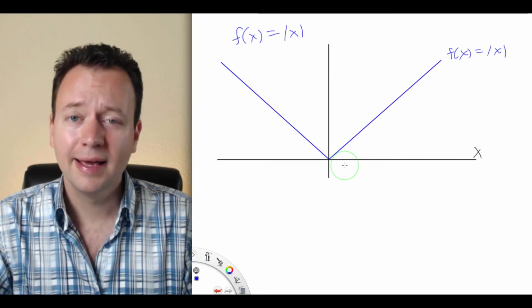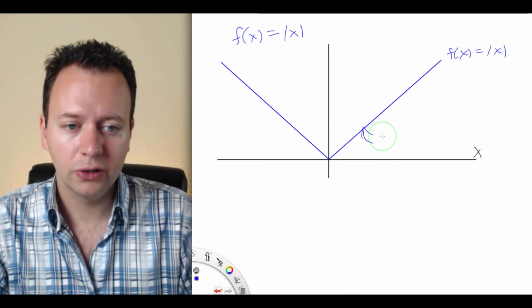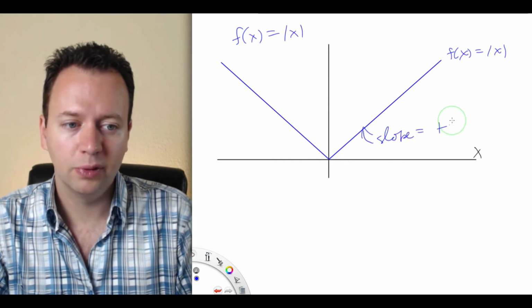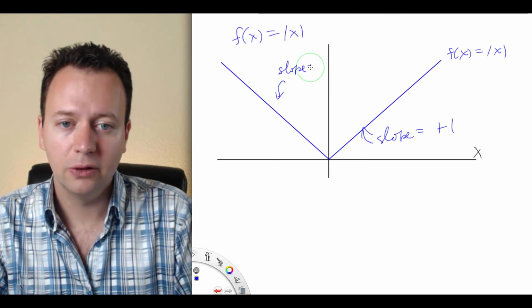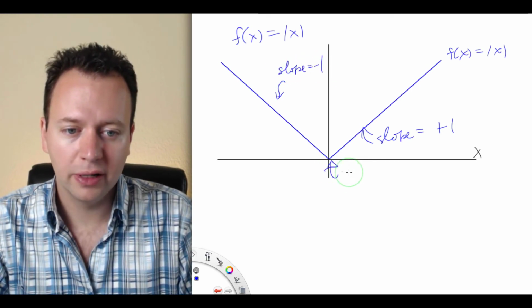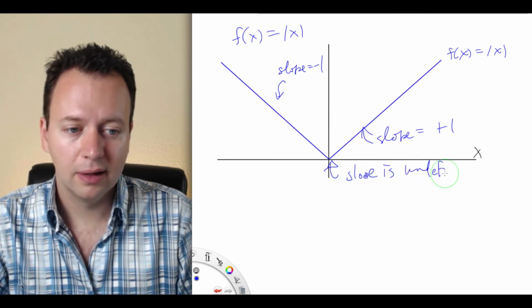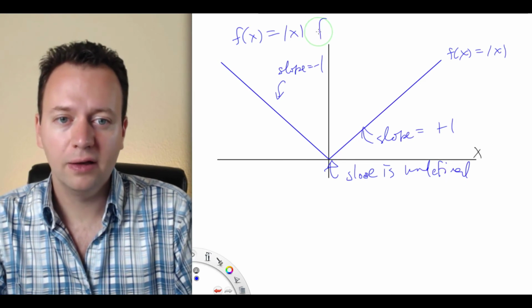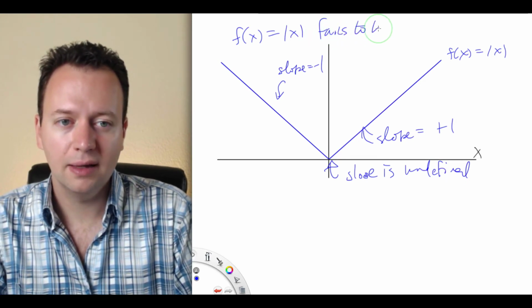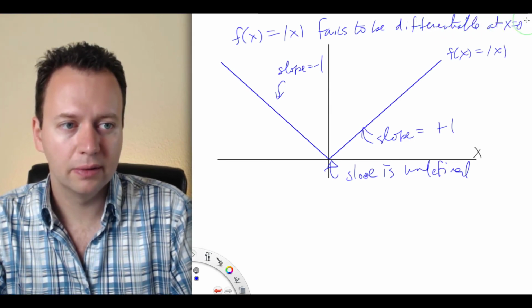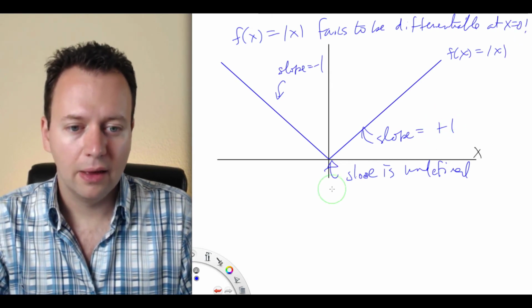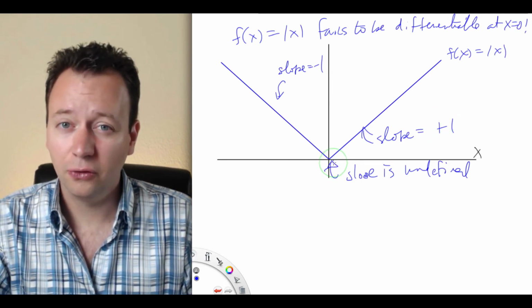Now notice that if x is positive, the slope here is equal to plus 1. And for the negative values of x, the slope is equal to minus 1. And at the origin, the slope is undefined. So basically, this fails to be differentiable at x is equal to 0. So this function is not differentiable at the origin.